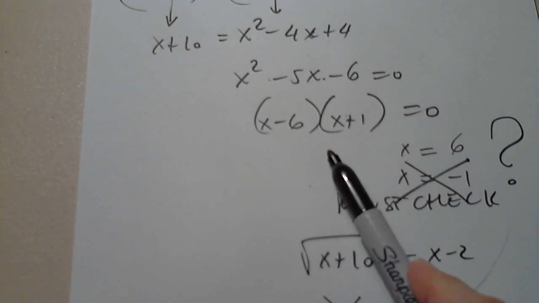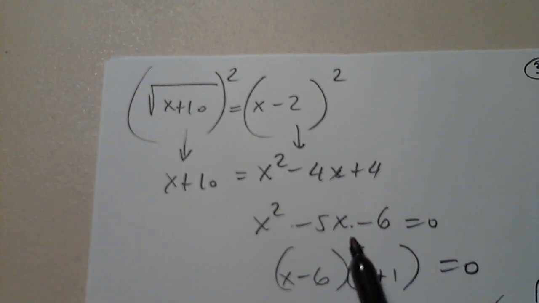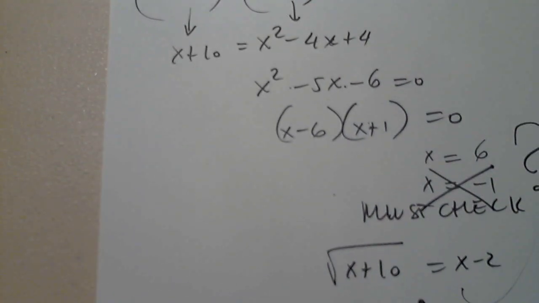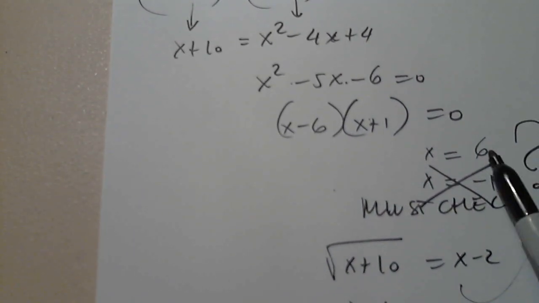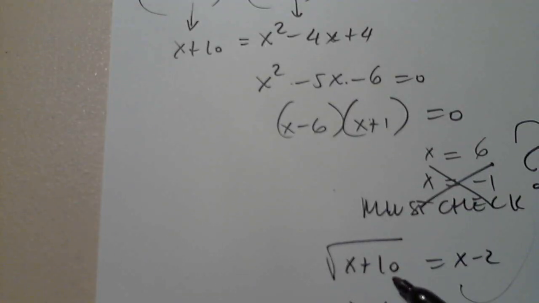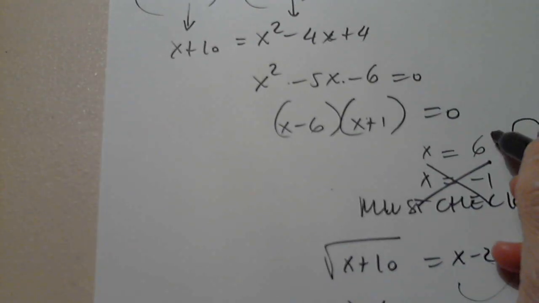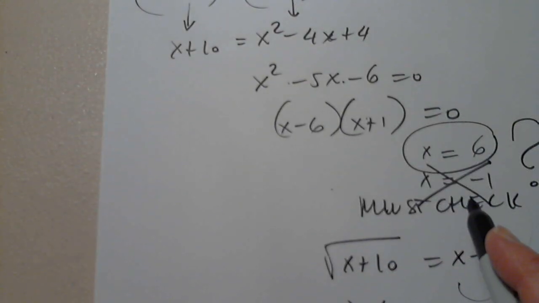It's correct here, but not in the original problem. With 6 it's a different story. 6 plus 10 is 16. The square root of 16 is 4. And 6 minus 2 is indeed 4. So this is acceptable, but this one is not.